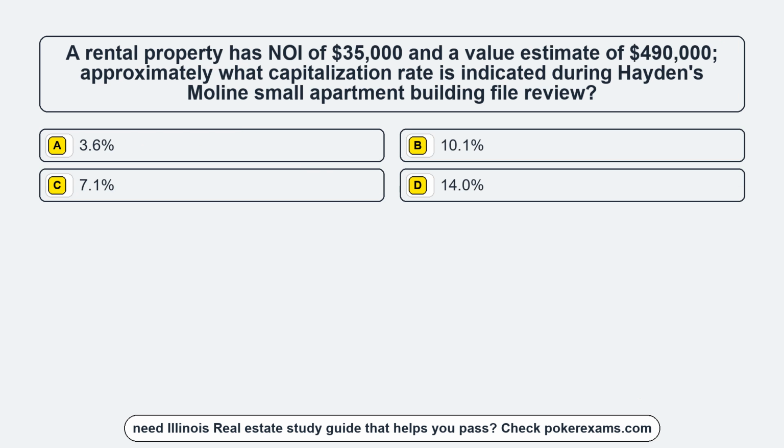Question 3. A rental property has NOI of $35,000 and a value estimate of $490,000. Approximately what capitalization rate is indicated during Hayden's Moline small apartment building file review? Option A, 3.6%. Option B, 10.1%. Option C, 7.1%. Option D, 14%.